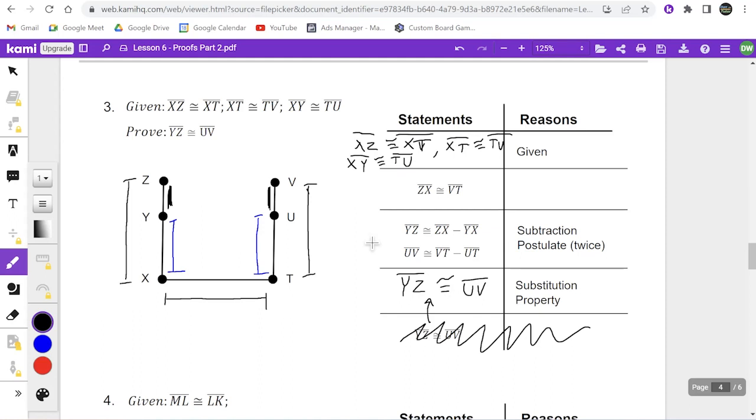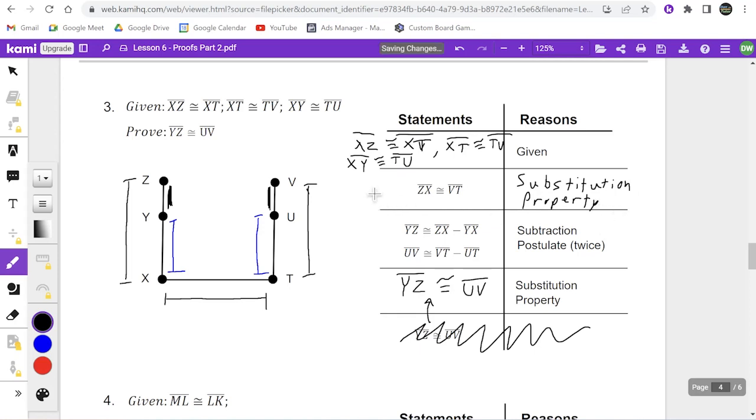Is it because of the addition postulate or something? You're close. It's not addition because addition would be if I was, let's say, adding ZY and YX. This is the other new one we learned today. It's the substitution postulate. Or not postulate, substitution property. Substitution property.